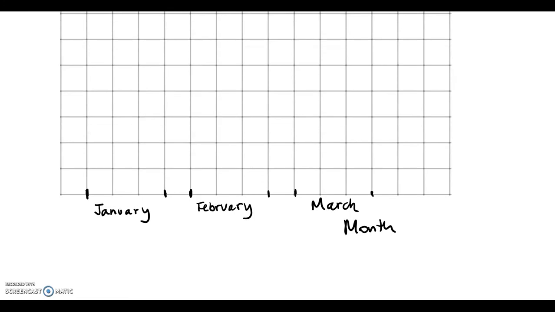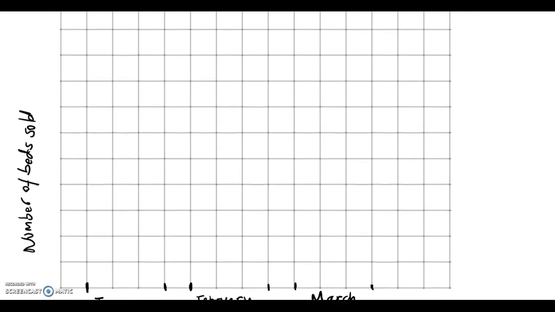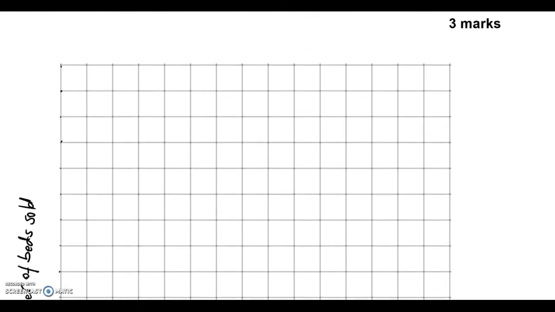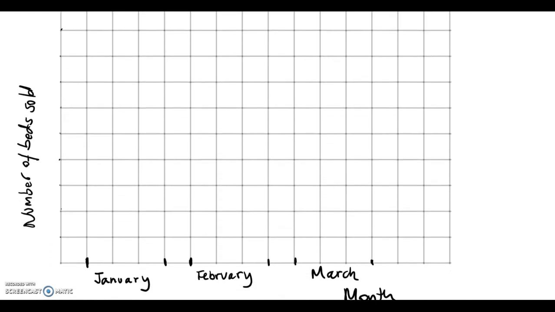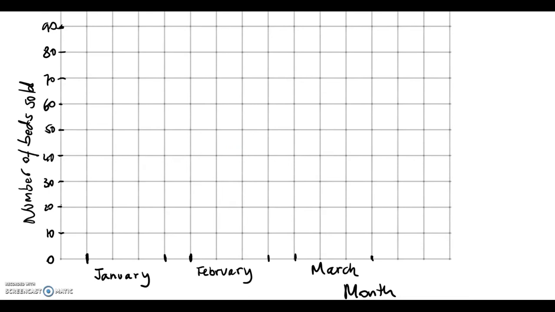We'll put number of beds sold and 50, 70, and 80. So 80 is the highest one. So we'll have a look at how many squares there are in total. 1, 2, 3, 4, 5, 6, 7, 8, 9, 10, 11, 12. So we'll represent 10 by each square. Starting from 0, 10, 20, 30, 40, 50, 60, 70, 80, 90, and so on. For January, it went up to 50, so right here in the middle.